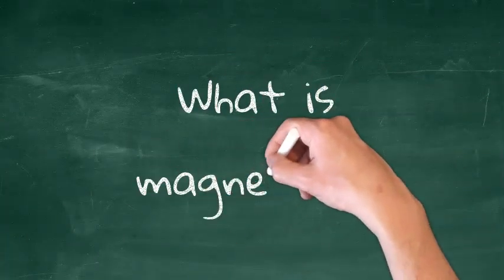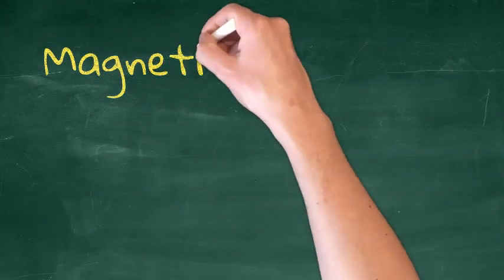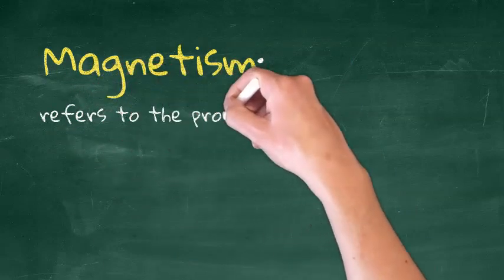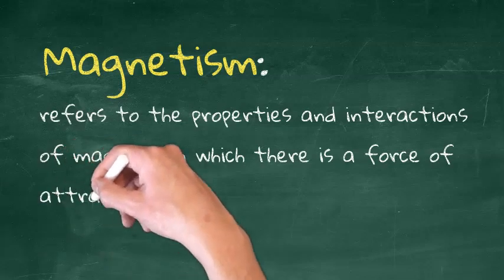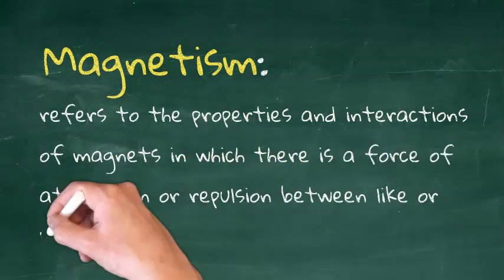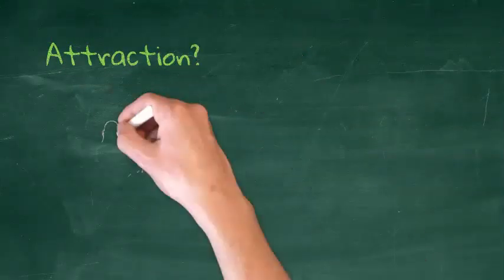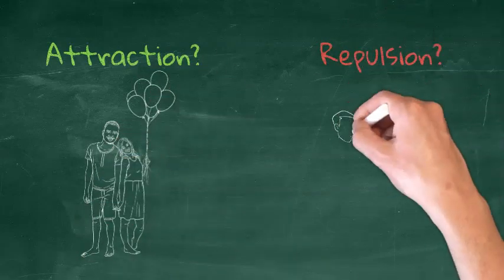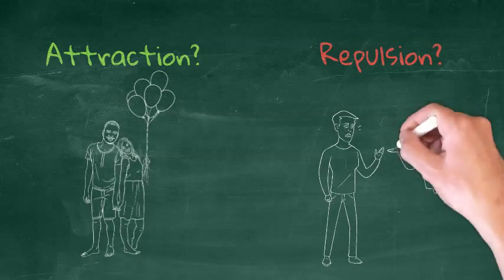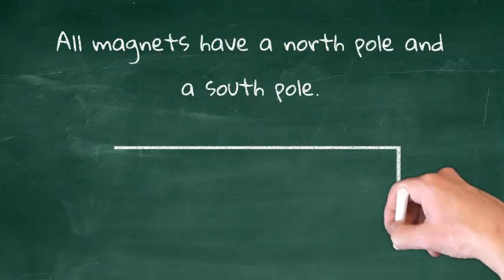So what exactly is magnetism? Magnetism refers to the properties and interactions of magnets in which there's a force of attraction or repulsion between like or unlike poles. Attraction? Repulsion? What are we talking about here? Well, we're not talking about people.